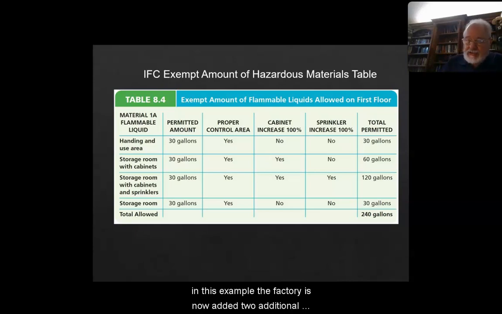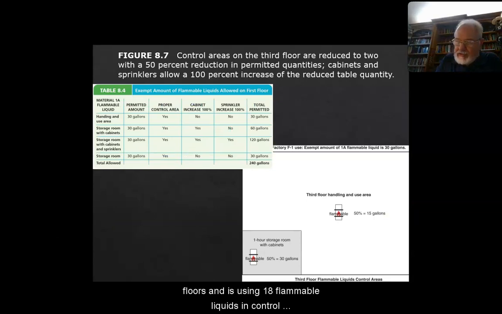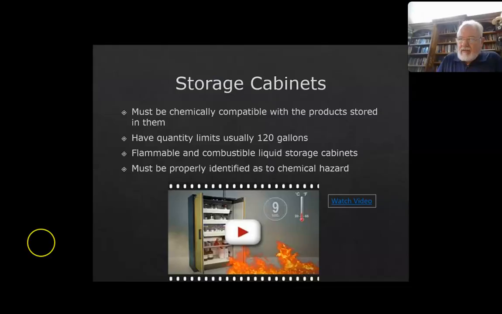hazard H2 use. In this example, the factory has now added 2 additional floors and is using 1A flammable liquids in control areas on the 3rd floor. Control areas on the 3rd floor are reduced to 2 with a 50% reduction in permitted quantities. Cabinets and sprinklers allow a 100% increase of the reduced table quantities.